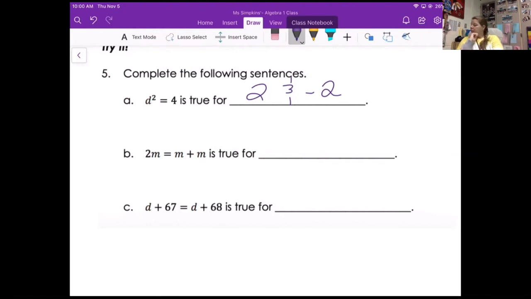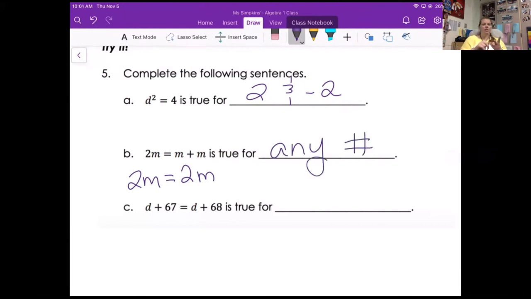Letter B, let's combine our like terms on the right-hand side. So we have 2m, and on the right-hand side, m plus m would also be 2m. So I have the exact same thing on both sides of that equal sign. So that is going to be true for any number. It does not matter. Fractions, decimals, integers, 0. I'm going to get the exact same answer on both sides.